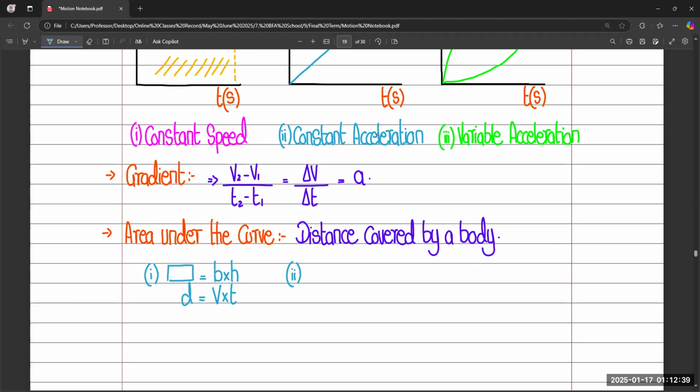Second, the second shape we use is the right angle triangle, 1 over 2 B into H. And the third shape is the trapezium, like this.